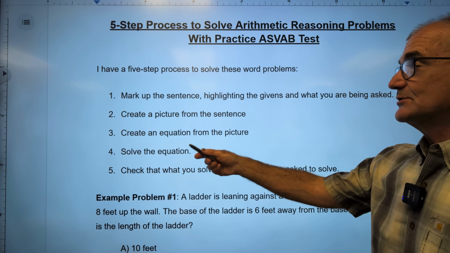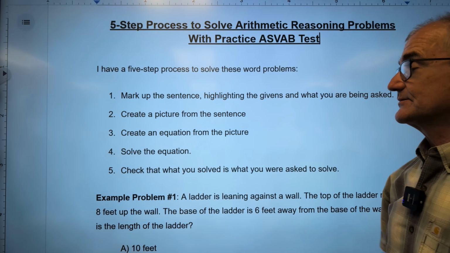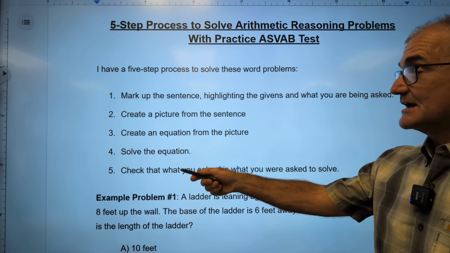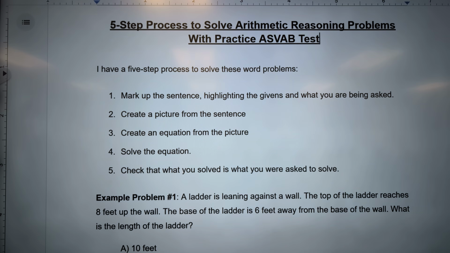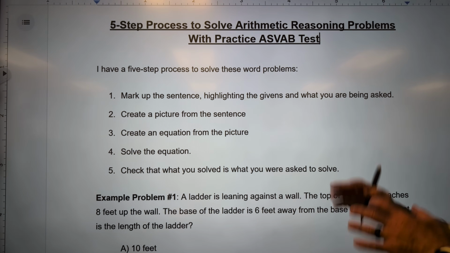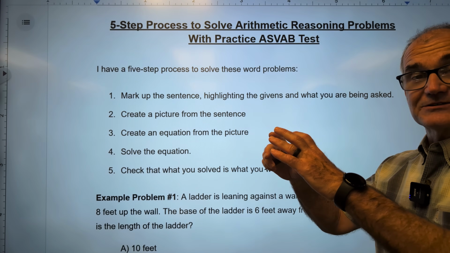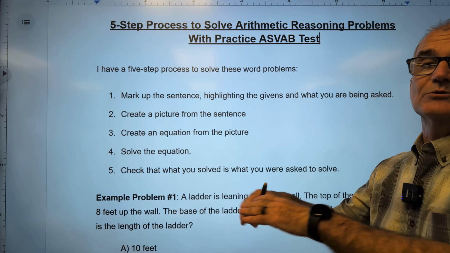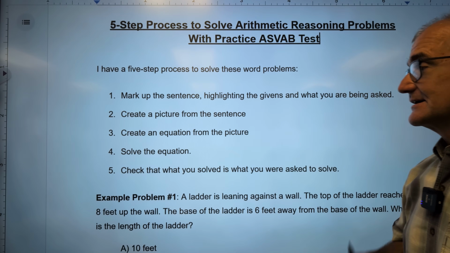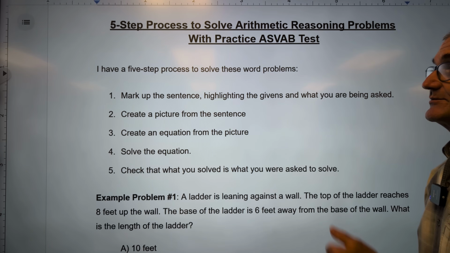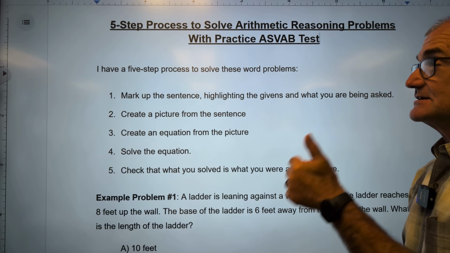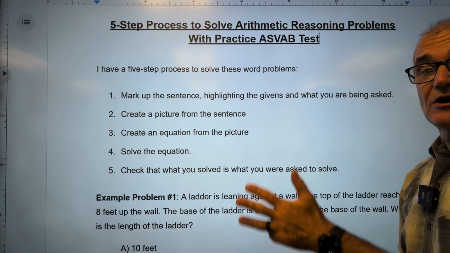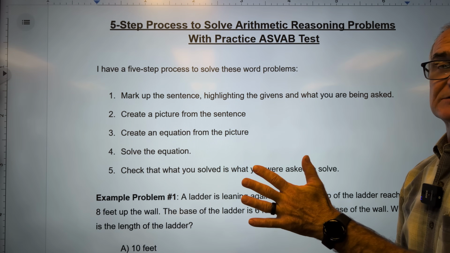Step 3, create an equation from that picture. Step 4, solve the equation. Step 5, check that what you solved is what you were asked to solve. You do all of this great work, you see the answer in the multiple choice answers, you circle it, you feel great, and you ended up answering what you weren't even asked. That is a really common mistake. So one more time from the top: you mark up the sentence, you create a picture, you create an equation, you solve the equation, and you make sure you answer what they asked.